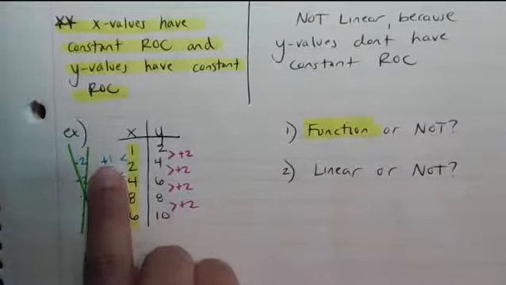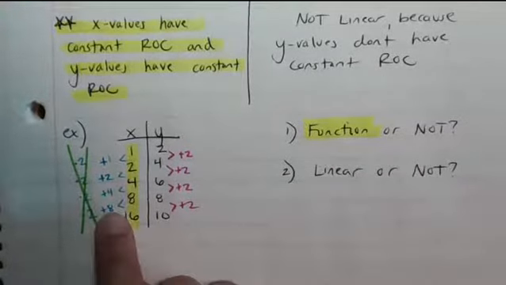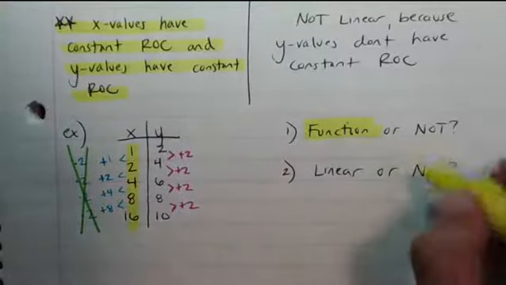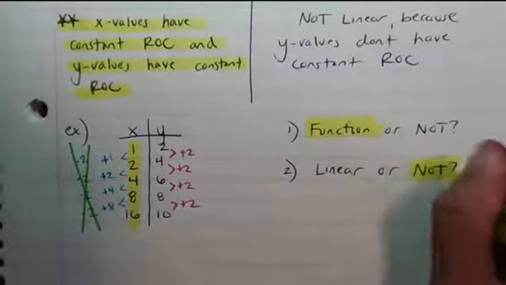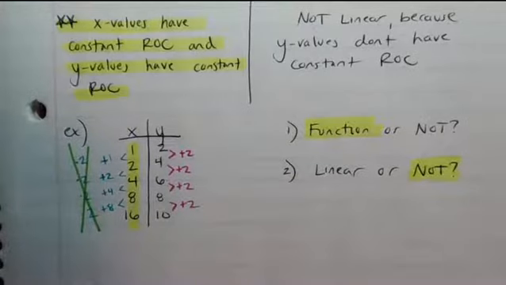Well, if I look at my carets, 1, 2, 4, and 8, is that constant for the X values? No. So this would not be linear. This would make some other type of graph.